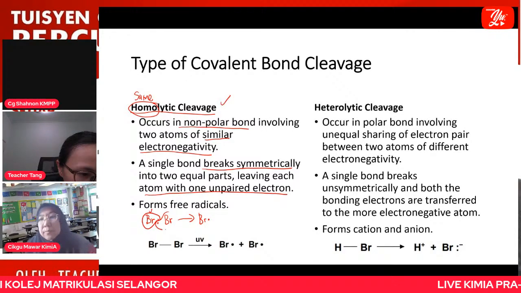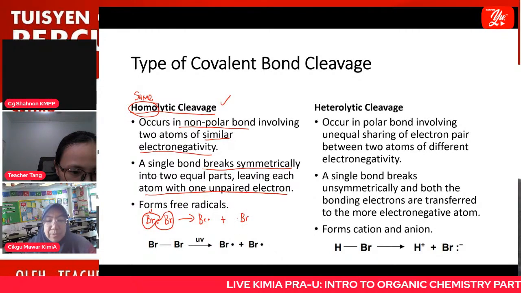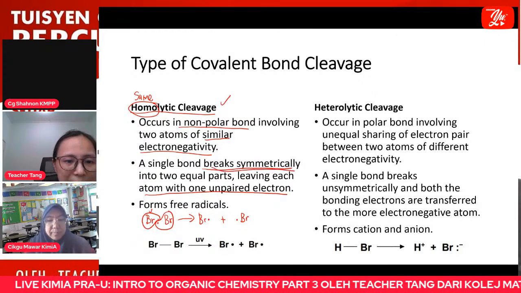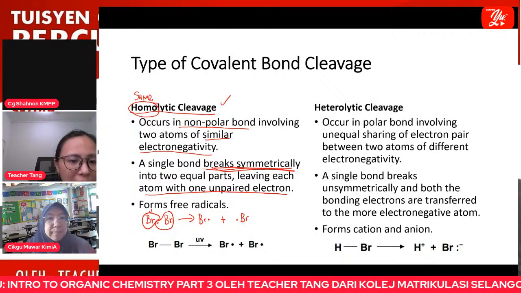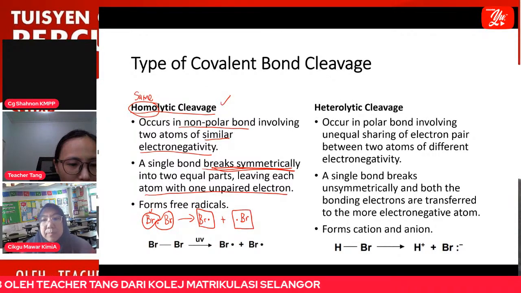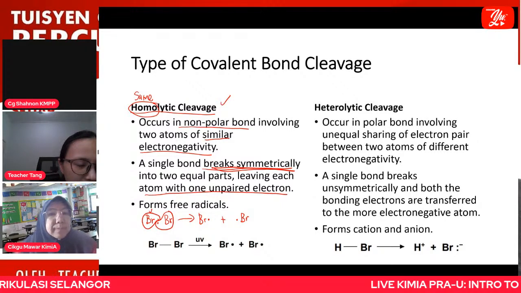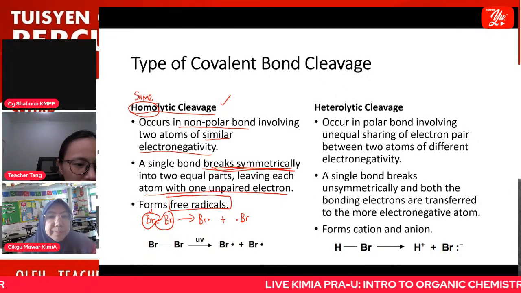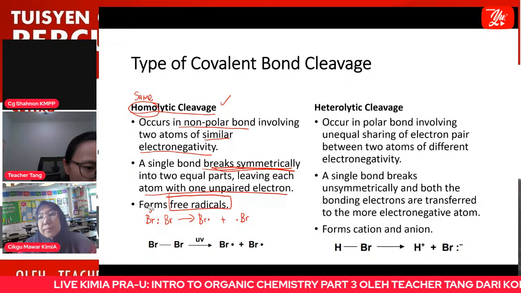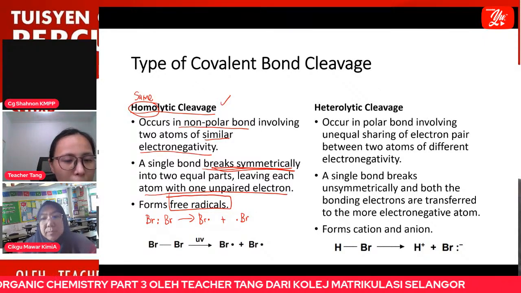So another one will be gotten by another atom. So this is what is meant by covalent bond breaking symmetrically. The species formed with unpaired electrons, we call free radicals. So how do we use arrows to represent homolytic cleavage, or symmetrical bond breaking?